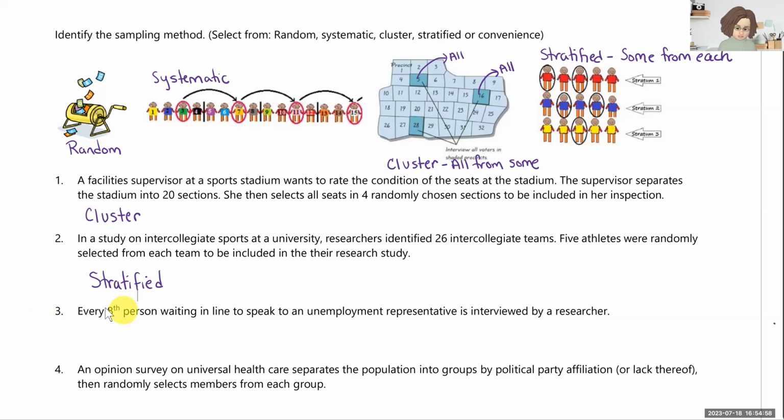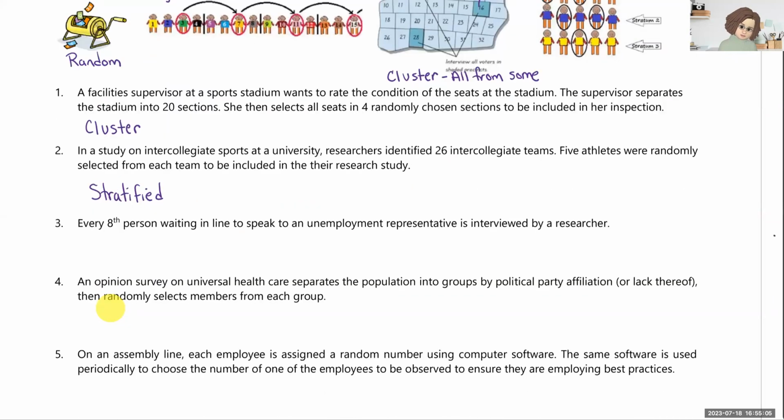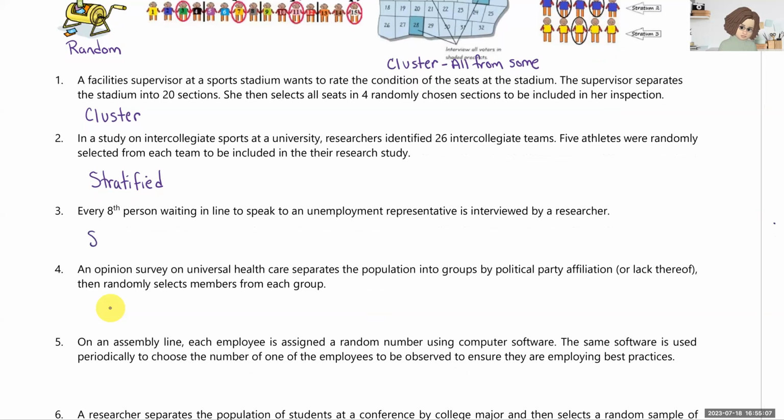So hopefully this is going to be the easy one. So there's our interval, every 8th. So when we see some type of interval mentioned, that is our systematic sample.